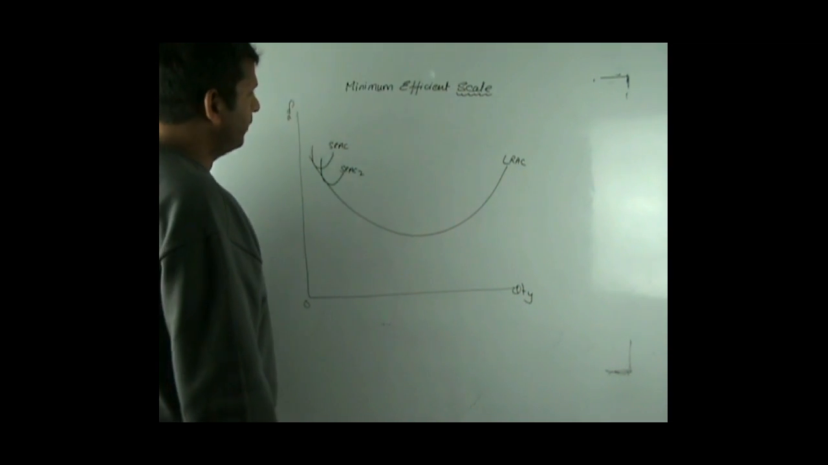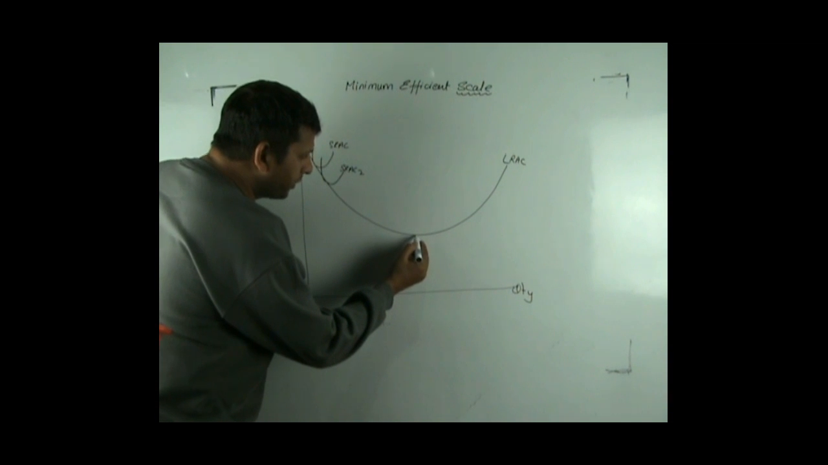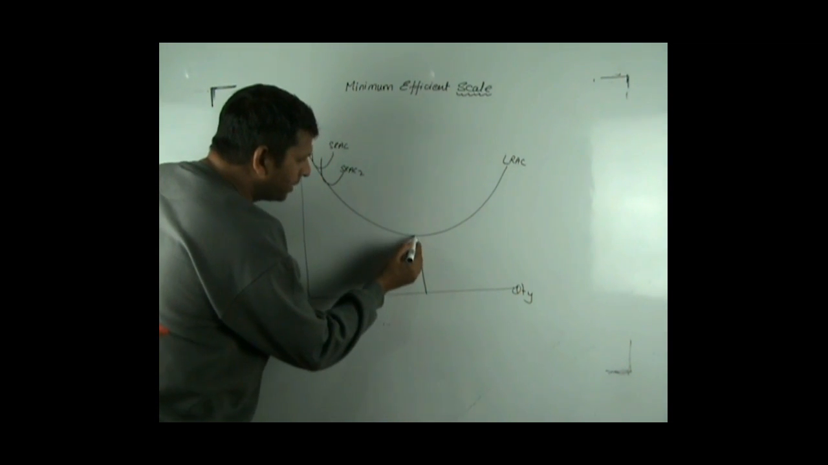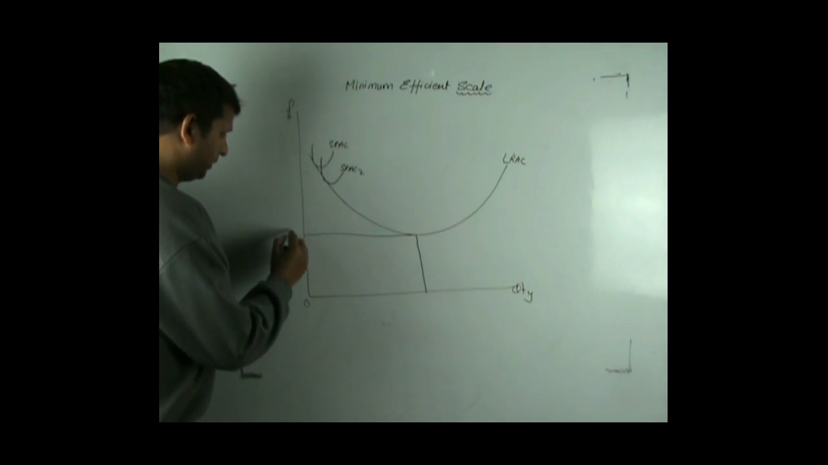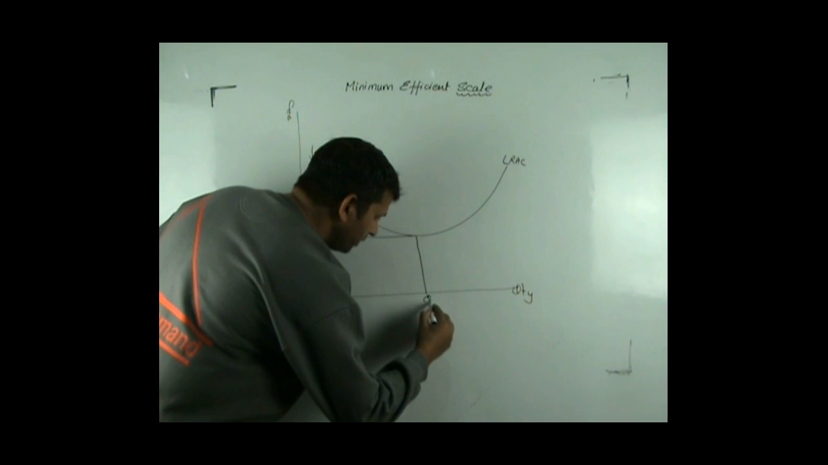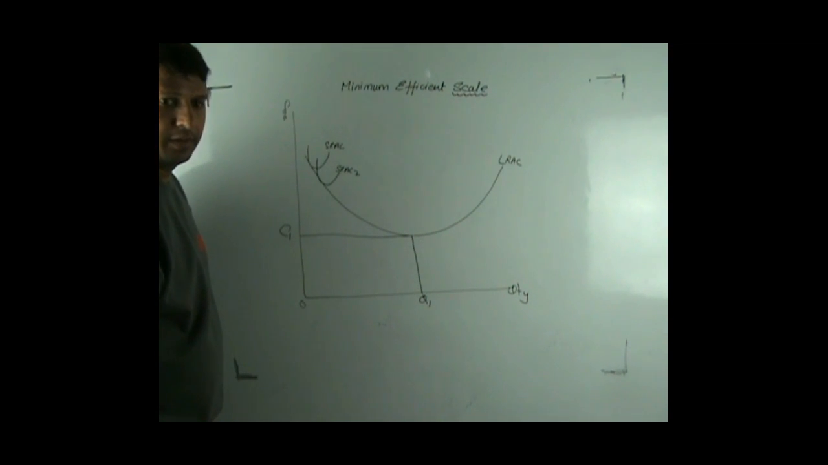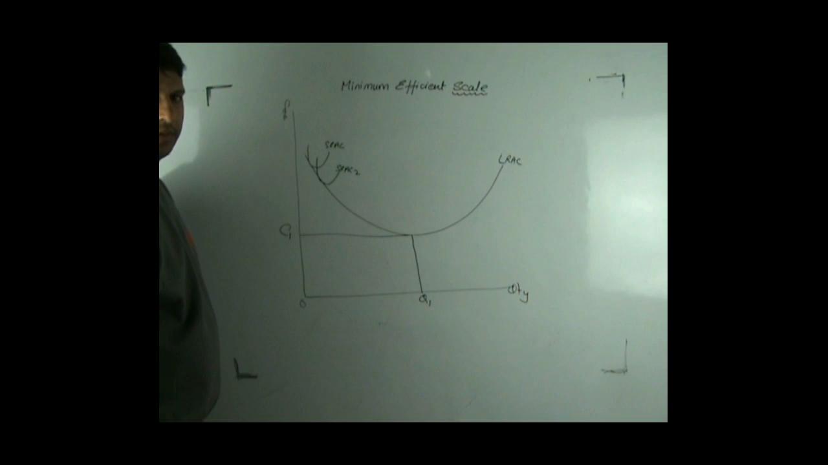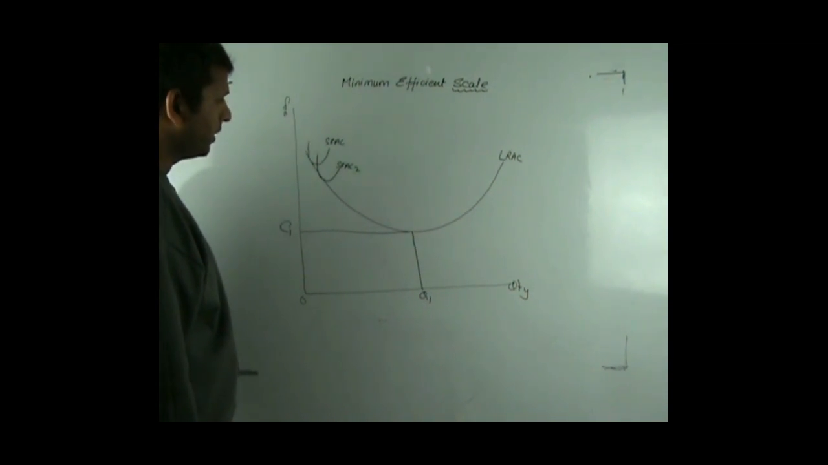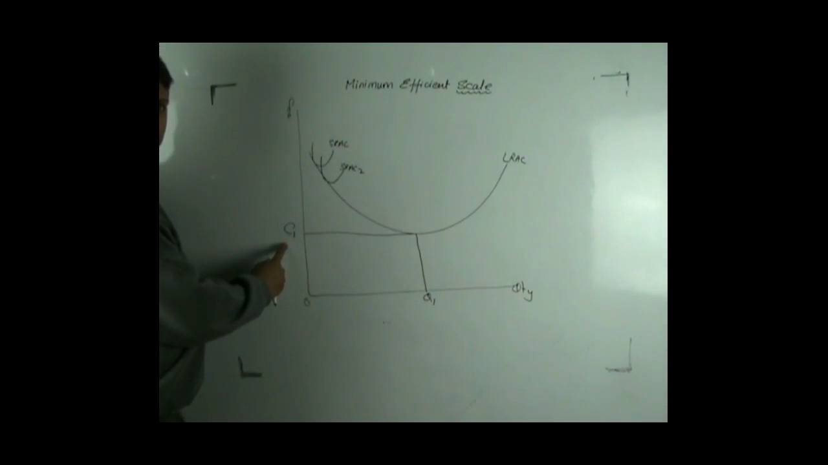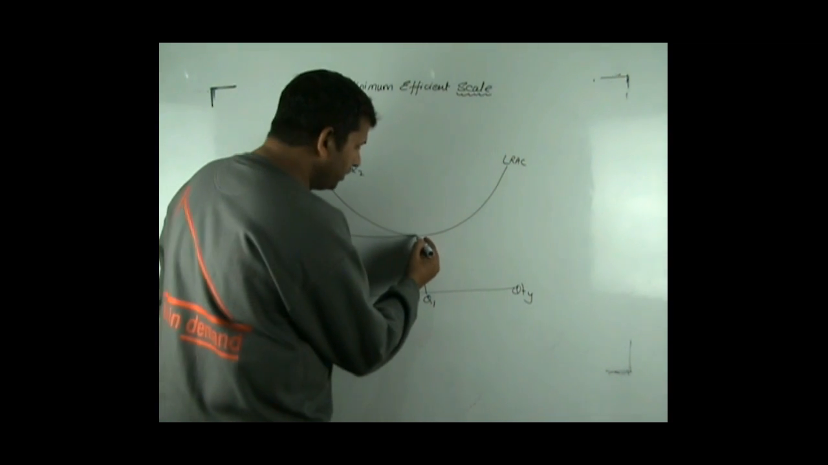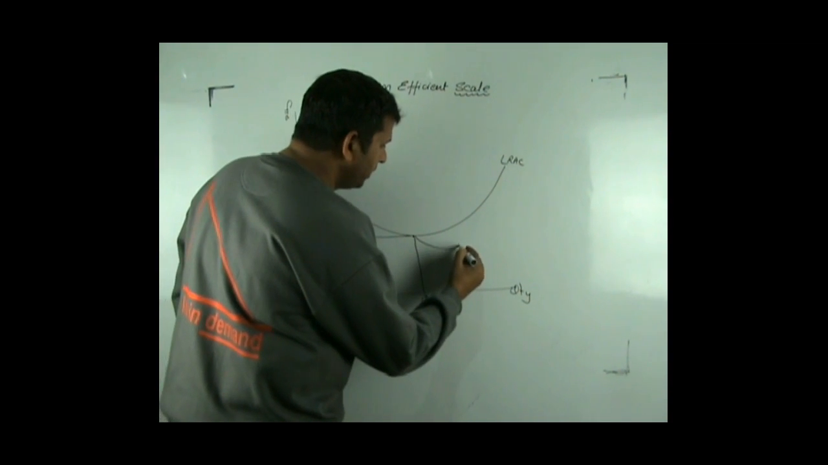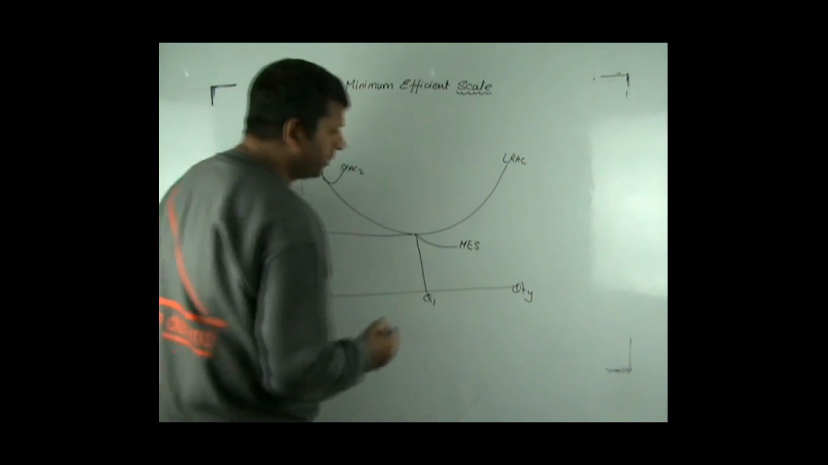Now, minimum efficient scale means you're producing right at the lowest point on the LRAC curve. So C1, Q1. C1 is cost and Q1 is the quantity. This is known as your MES point, or your minimum efficient scale.